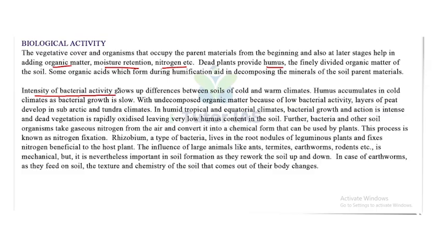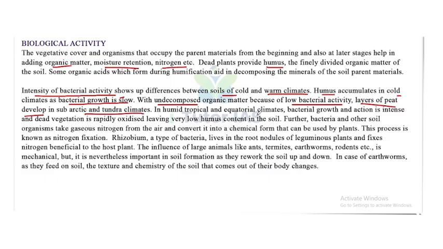Intensity of bacterial activity shows up differences between soils of cold and warm climates. Humus accumulates in cold climates as bacterial growth is very low there. With the undecomposed organic matter, because of low bacterial activity, layers of peat develop in subarctic and tundra climates.